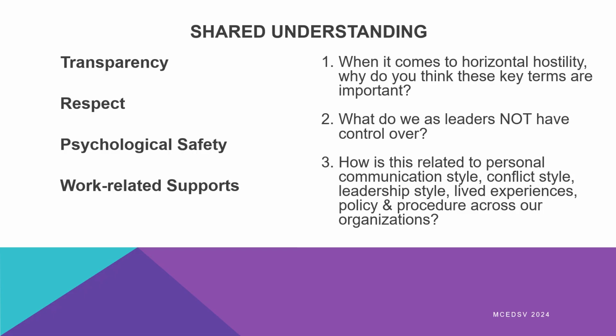With the definition of horizontal hostility in mind, let's pause here to reflect on the four terms shared on the slide: transparency, respect, psychological safety, and work-related supports, in order to consider three questions. When it comes to horizontal hostility, why do you think these key terms are important? What do we as leaders not have control over? For example, funder decisions regarding potential cuts. And lastly, how does this relate to personal communication style, conflict style, leadership style, lived experiences, policy, and procedure across our organizations?